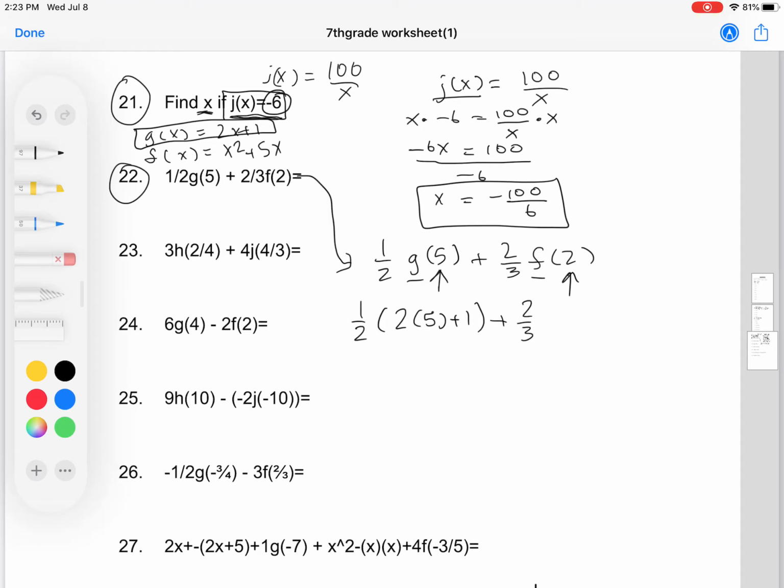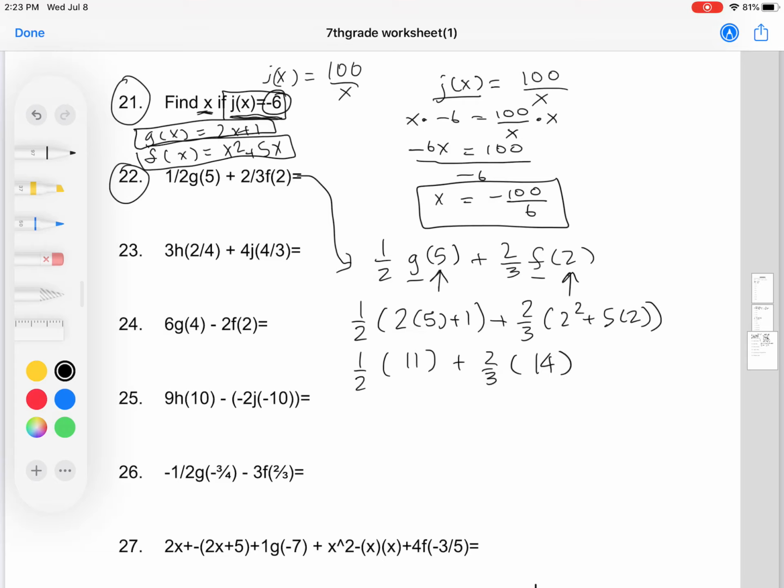which is this function over here, x squared plus 5x. Since our input is 2, we can substitute all values of x by 2, which is 2 squared plus 5 times 2. Now, from there, what we can do is multiply. 2 times 5 is 10, plus 1, which is 11, plus 2/3. 2 squared is 4, plus 5 times 2, which is 10, so 14.